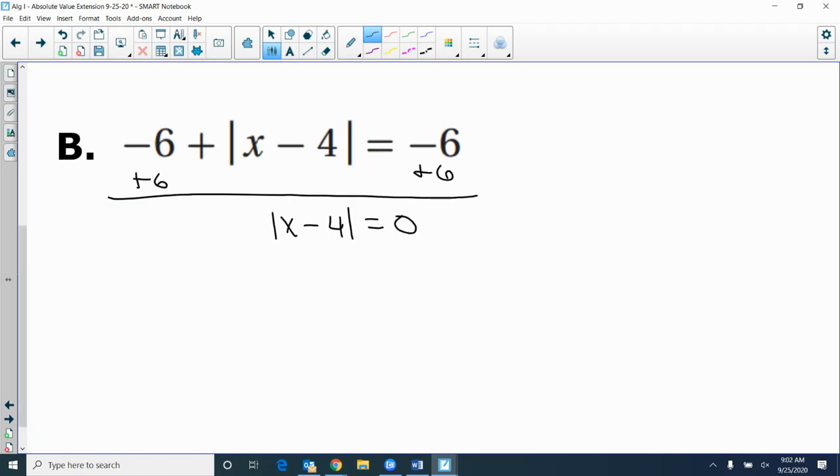All right, now this is not a no solution. Now, normally we set it equal to the positive number and the negative number. Well, it makes absolutely no sense to do positive 0 and negative 0. So just set it equal to 0. X minus 4 equals 0. Add 4. X equals 4. Okay, x equals 4.